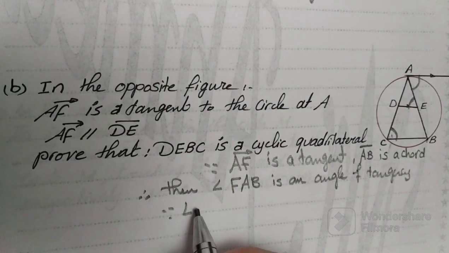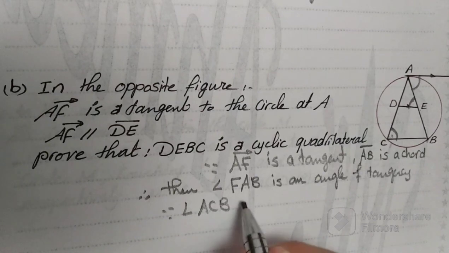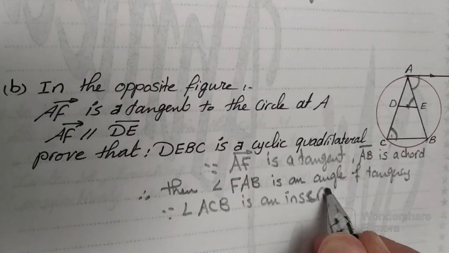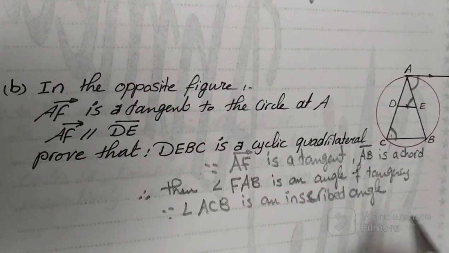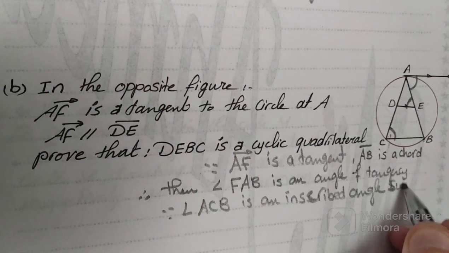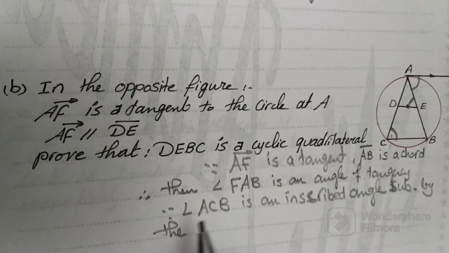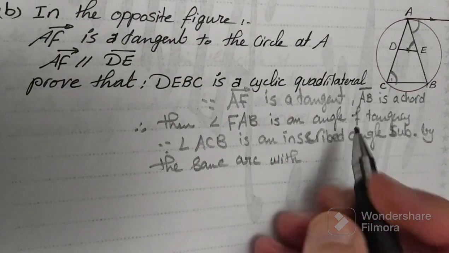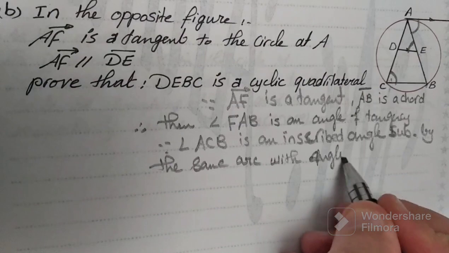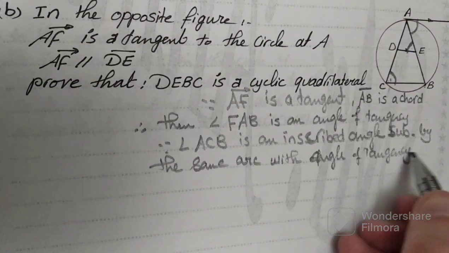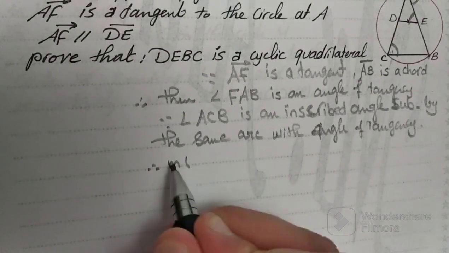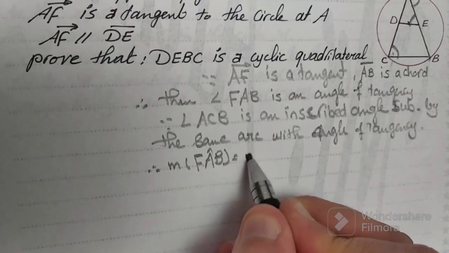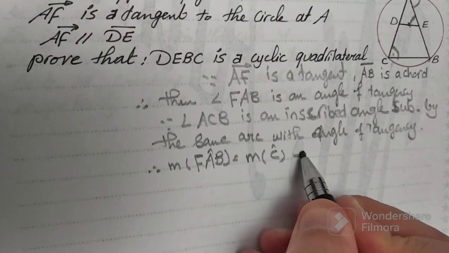since angle ACB is an inscribed angle subtended by the same arc with the angle of tangency, therefore the measure of angle FAB equals the measure of angle C. Number 1.